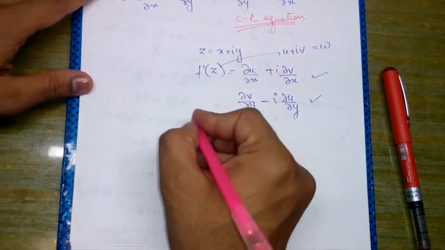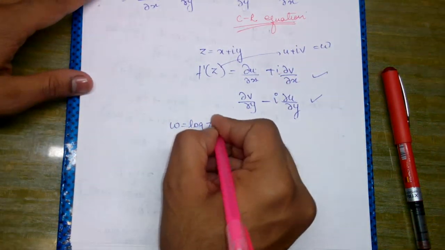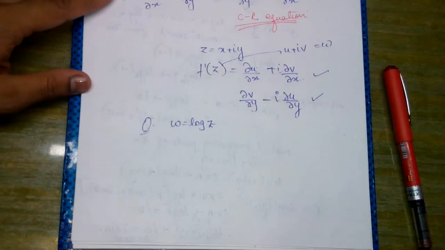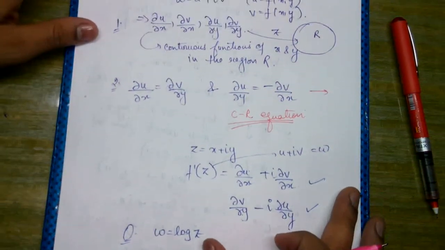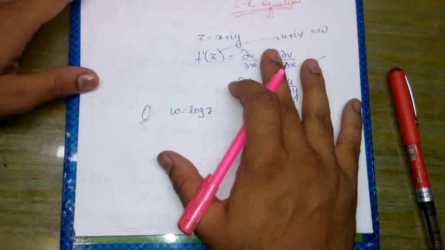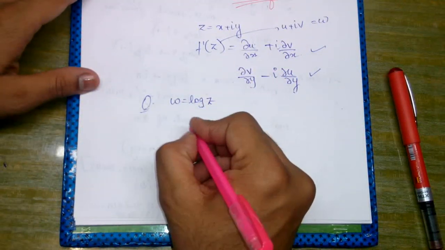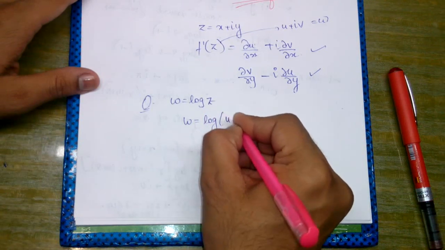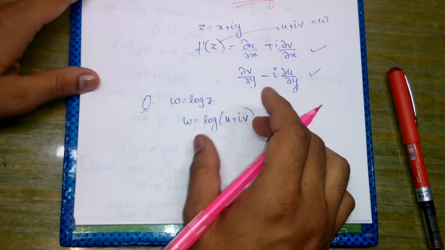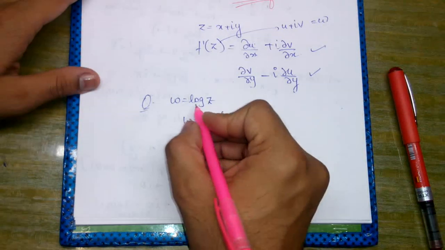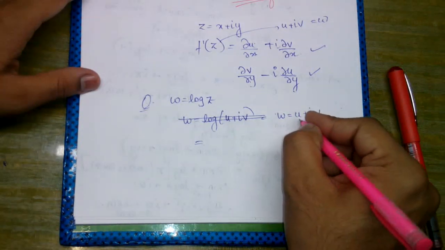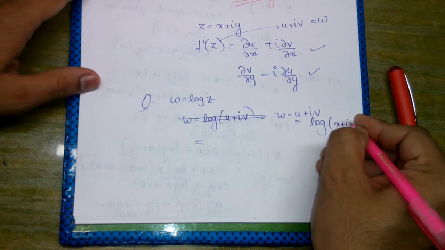Now one question: we have been given w equals log of z, and we have to find whether it is analytic or non-analytic. If a given function is analytic, then it will definitely satisfy these CR equations. So w has been given as log z, where w equals u plus iv. We have already derived that this is equal to log of x plus iy.